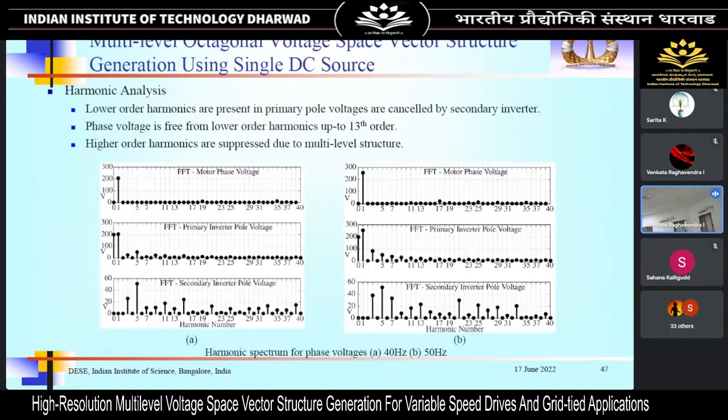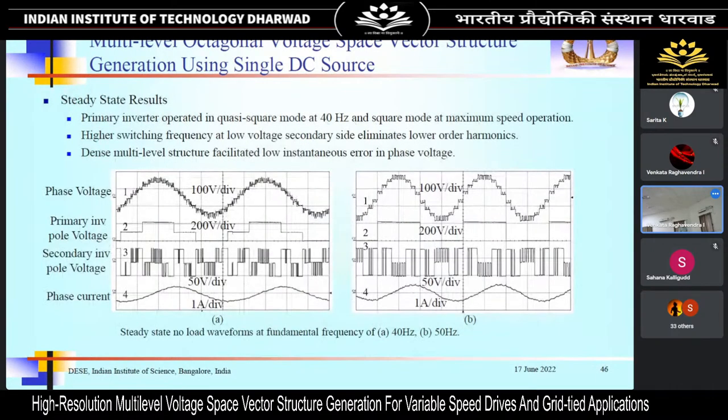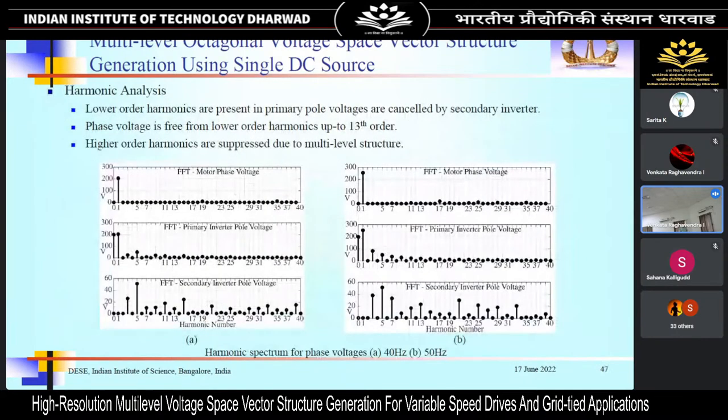Okay, see the harmonics. The primary voltage, you know, since it is in quasi square wave, it has the harmonics.